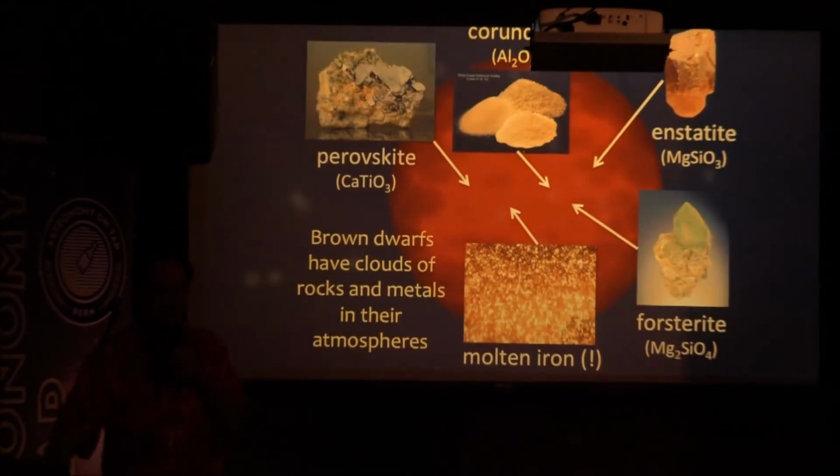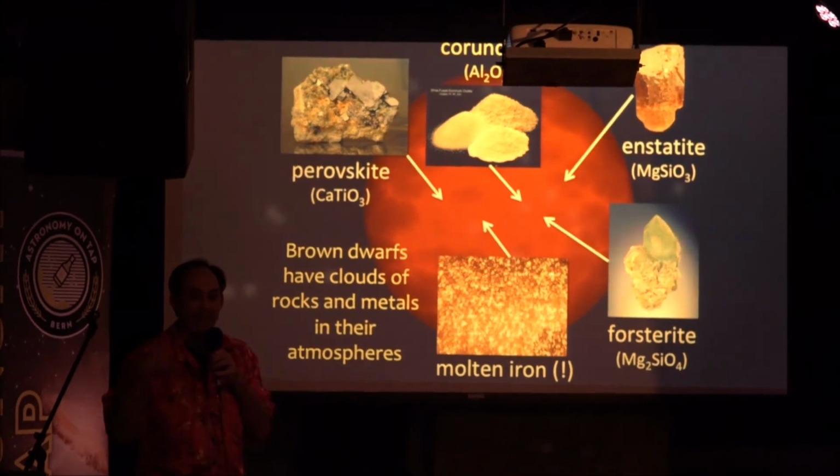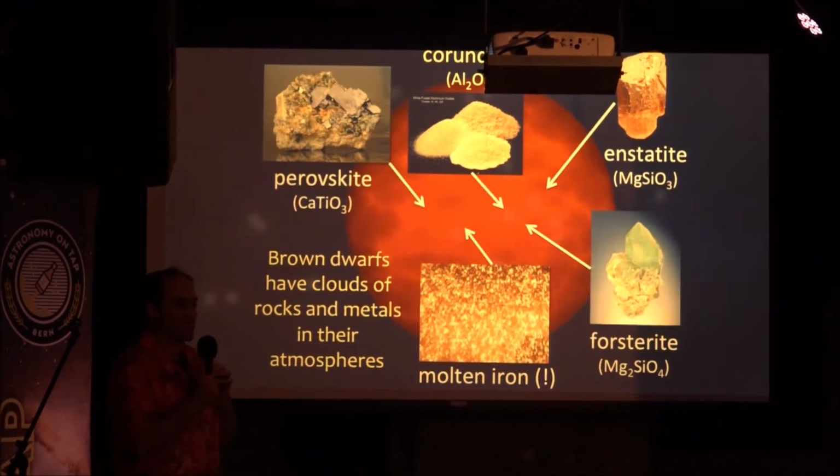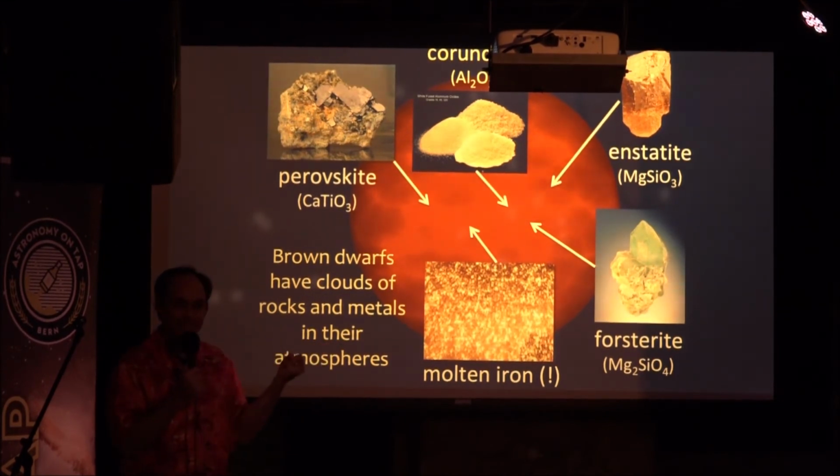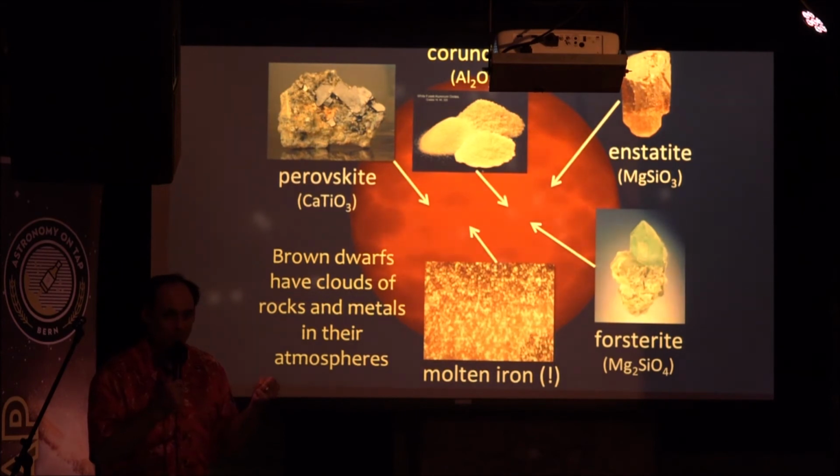At these low temperatures, you can also get things that rain out of the atmosphere. So this is a list of all the minerals and even molten iron that condenses in the atmospheres of these objects. Think about that kind of weather. Molten iron rain. You thought it was bad today. All right, we don't have that.